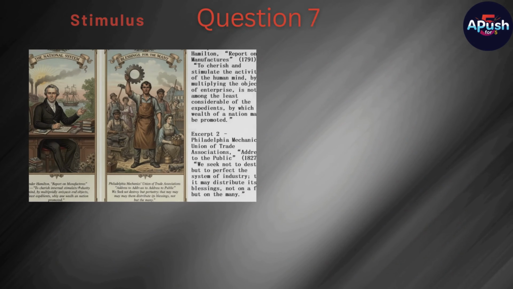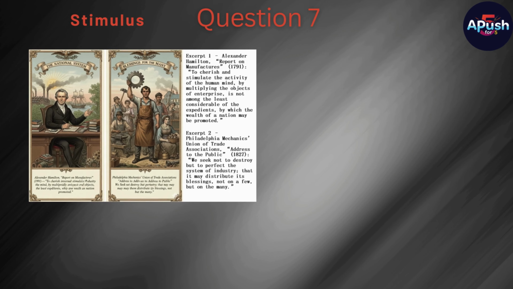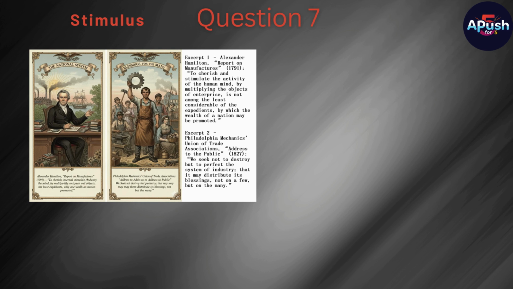Question 7. Stimulus covering questions 7 through 9. Excerpt 1. Alexander Hamilton, Report on Manufactures, 1791. To cherish and stimulate the activity of the human mind by multiplying the objects of enterprise is not among the least considerable of the expedients by which the wealth of a nation may be promoted. Excerpt 2. Philadelphia Mechanics' Union of Trade Associations, Address to the Public, 1827. We seek not to destroy but to perfect the system of industry, that it may distribute its blessings, not on a few but on the many.